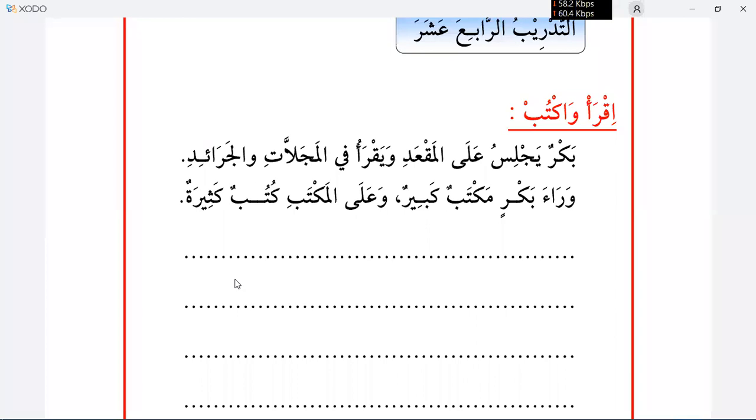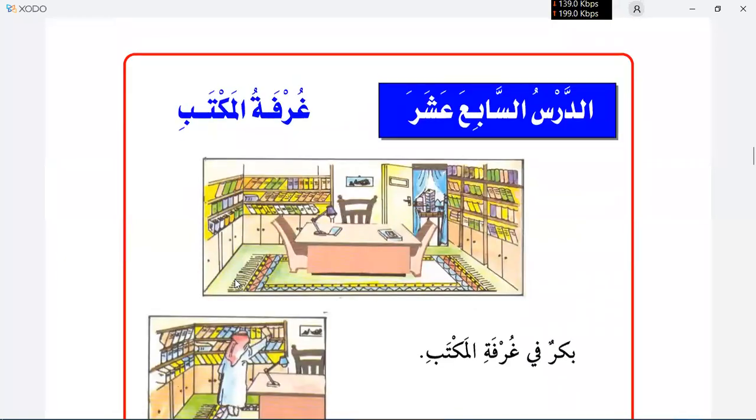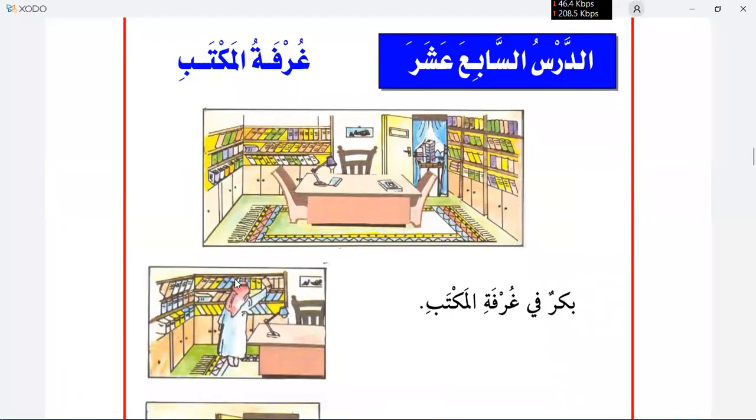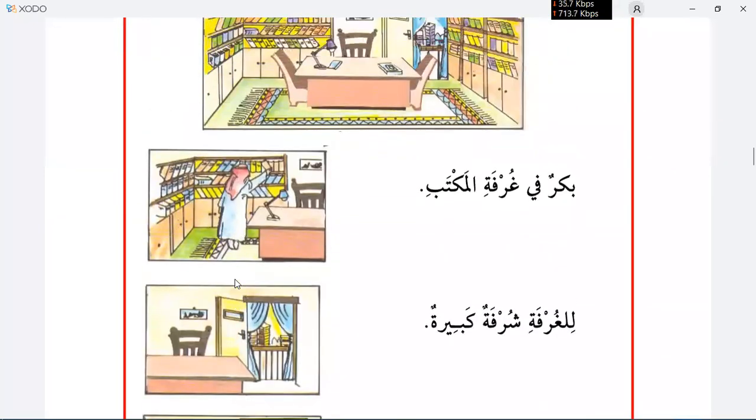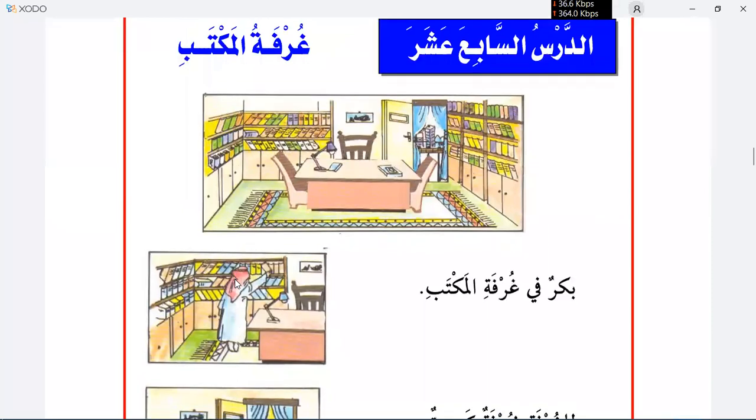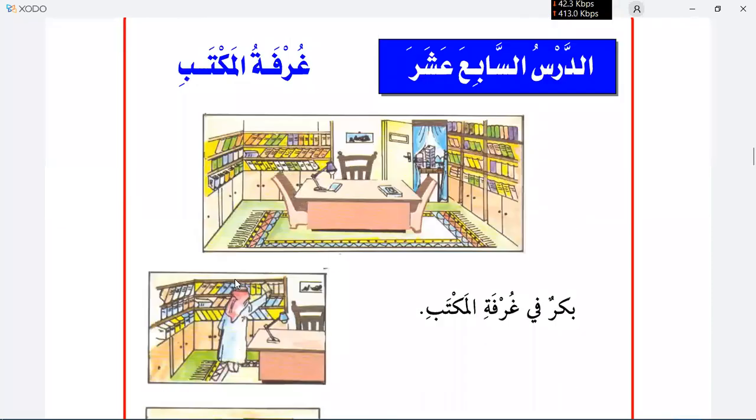We can say table, right, sir? Maktab. And on the table, kutubun kasira. There are many books. That's Usami Ashara, 17th lesson, Fatul Maktab. Office room or study room, we can say. Both are okay.